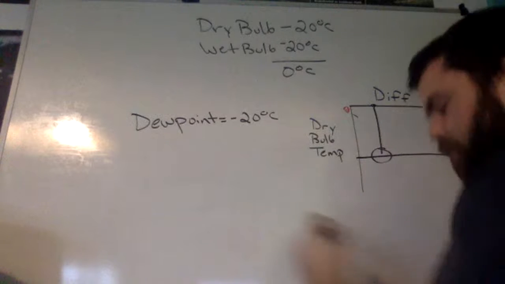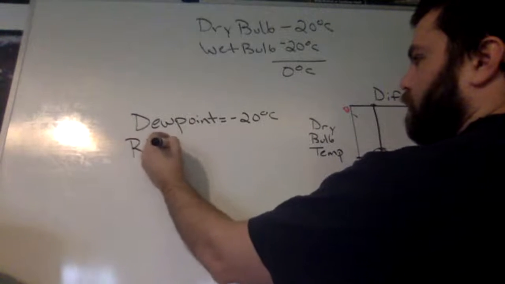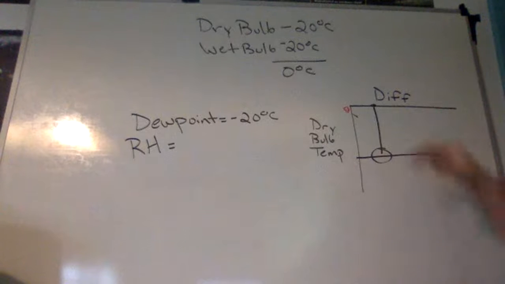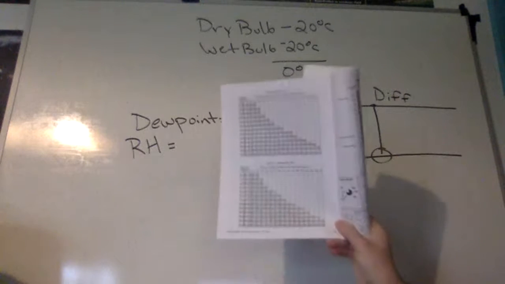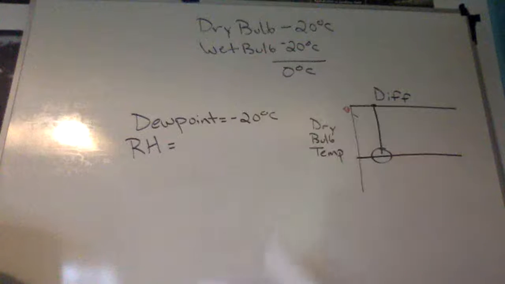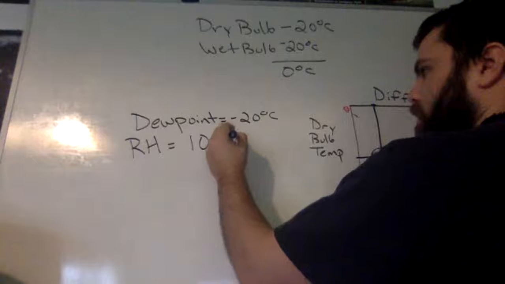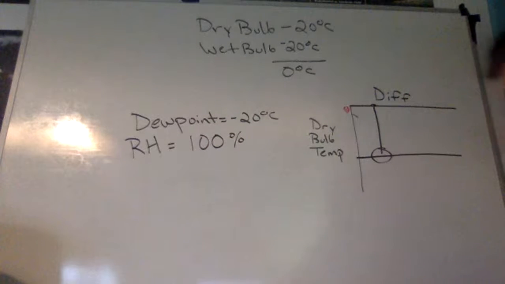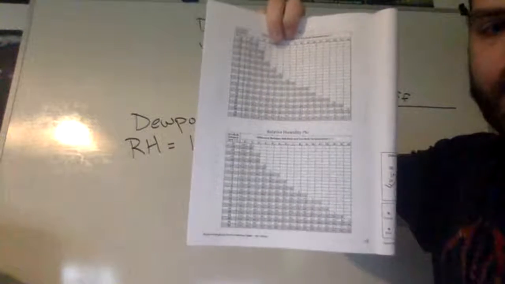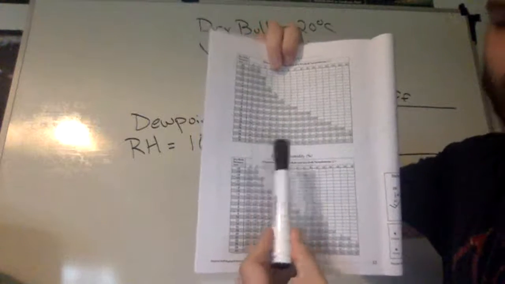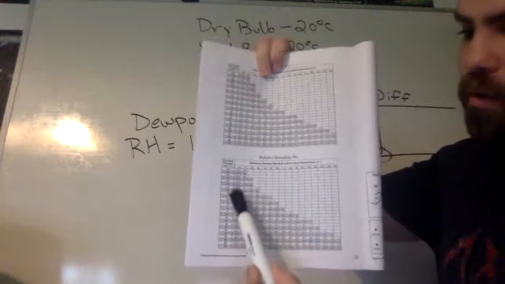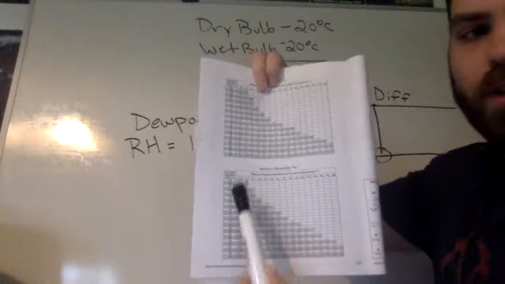Now we have to find the relative humidity, RH. We go down to the bottom of the page, to this chart. We go to negative 20, and our difference is still 0, and you'll see it gives us 100. So it's 100%. And what you can also notice with this chart is that if there's no difference between the dry bulb and the wet bulb, the 0 column, it's always 100% relative humidity.